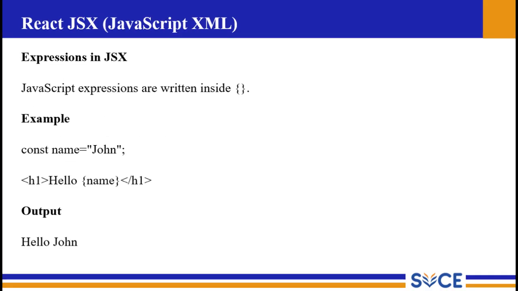Let us look at a simple JSX example. Here we have a React component called App. Inside the return statement, we write HTML-like code. Notice that everything is enclosed within a single div element. This follows the JSX rule of having one parent element.